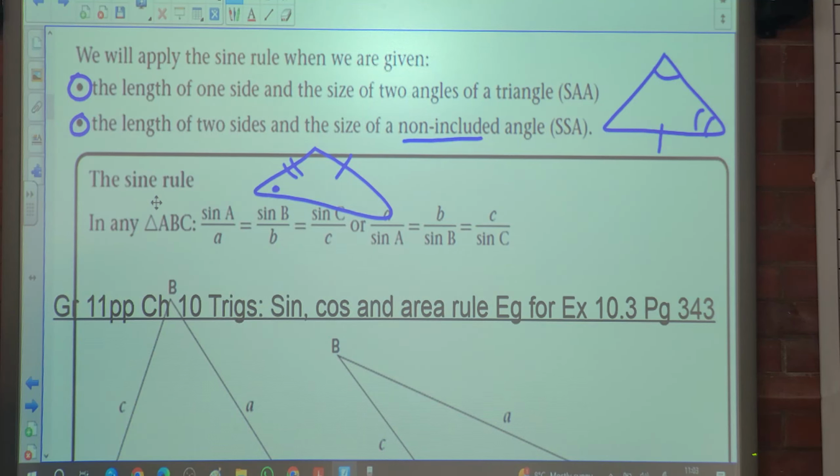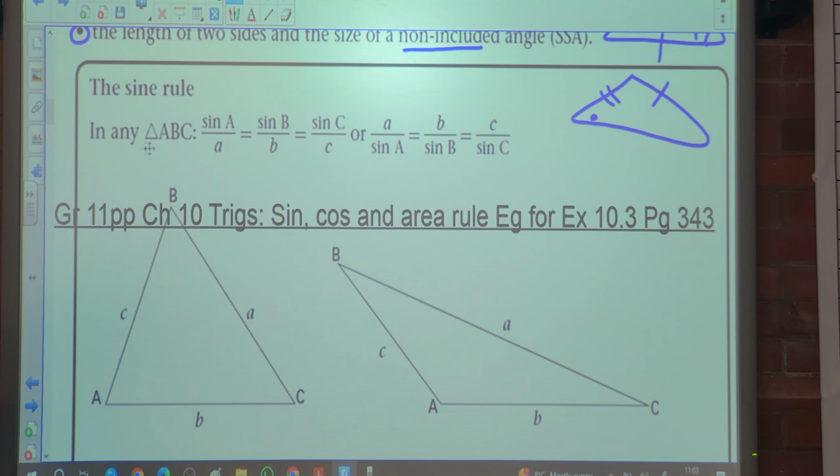Alright. Now carry on. Alright. We got the sine rule. We have made this note now already.